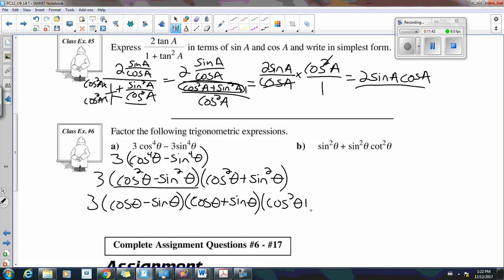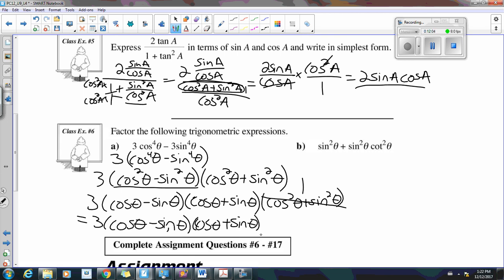But this factor right here is cos theta squared plus sine theta squared. This is just equal to 1. So that means my factored form of this is really 3 times cos theta minus sine theta times cos theta plus sine theta. This last factor is just equal to 1, so we don't need it there anymore. Sometimes it just tidies up a bit nicer.